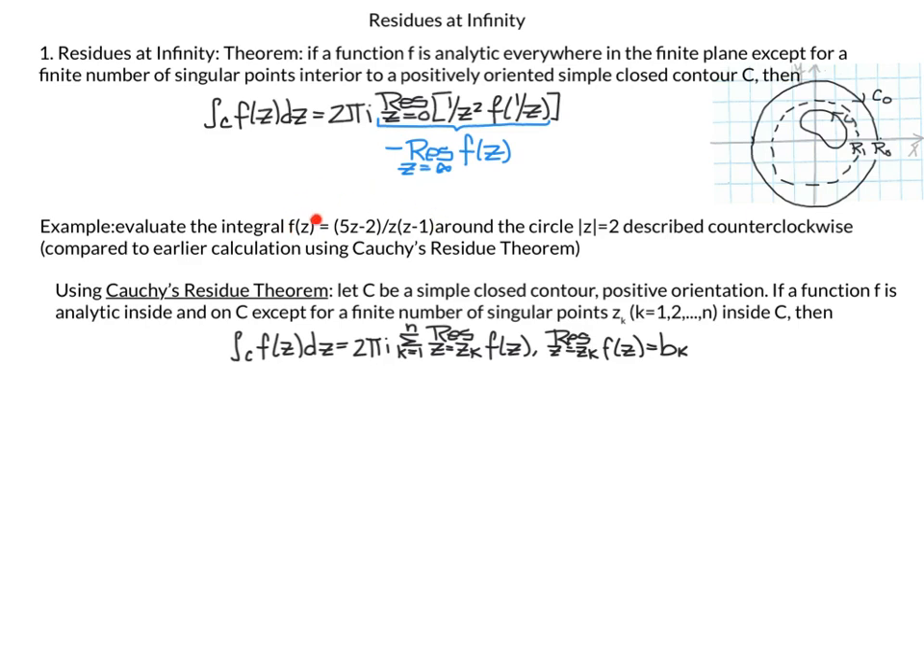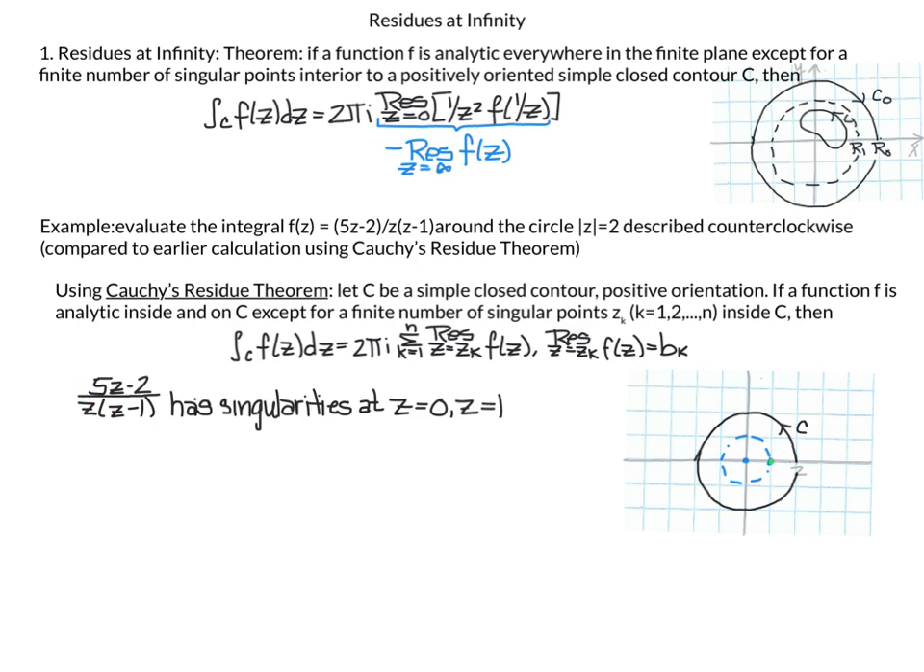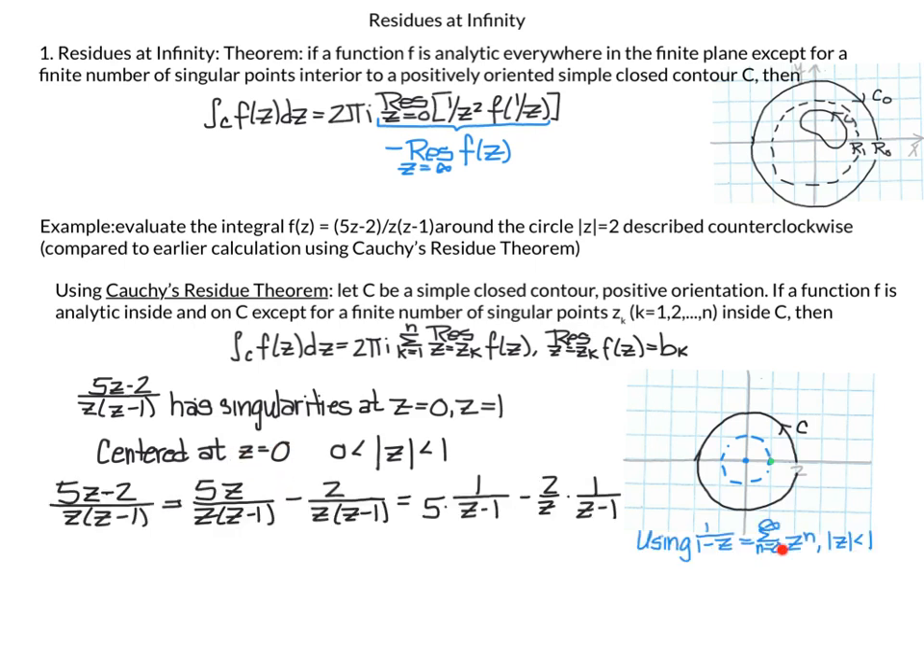I'm going to redo this example now using Cauchy's residue theorem. And the first thing I want to do is identify my singularities at z equals 0 and z equals 1. Both of these singularities are inside our circle with radius 2. I'm going to start with my singularity z equals 0, so I'm going to center my Laurent series around my singularity z equals 0. Because I'm going to be using my 1 over 1 minus z is equal to the summation of z to the n, I'm going to put my function f of z, again, no longer 1 over z squared f of 1 over z, but just the plain function, into this form here.